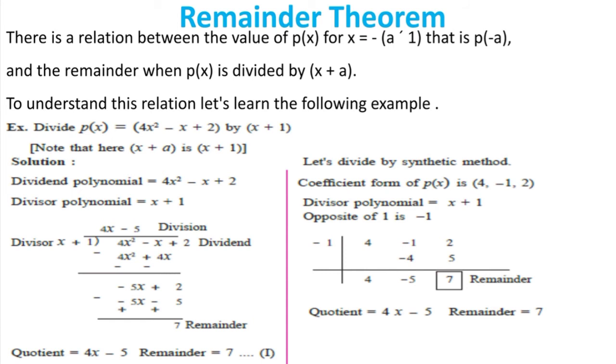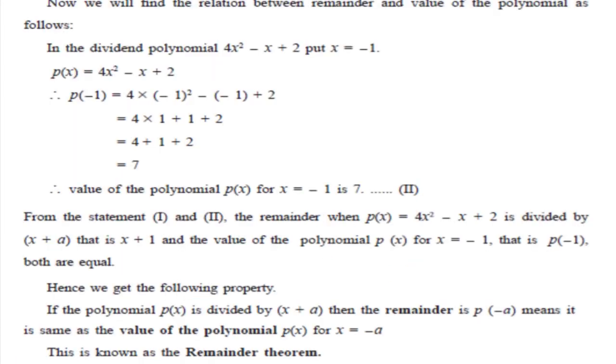Now we will find the relation between the remainder and the value of the polynomial as follows. In the dividend polynomial 4x square minus x plus 2, put x is equal to minus 1 by using the remainder theorem. p(x) is equal to 4x square minus x plus 2, and p(-1) is equal to 4 into (-1) square. Put the value of x: 4 into (-1) square minus of minus 1 plus 2. Minus 1 square is plus 1, minus minus plus 1, and here 2. 4 into 1 is 4, plus 1 plus 2. 4 plus 1 is 5, 5 plus 2 is 7, means 7. The value of the polynomial p(x) for x is equal to minus 1 is also 7.